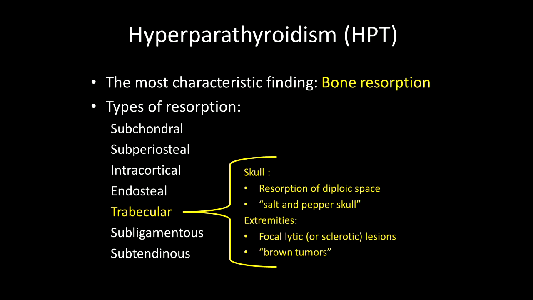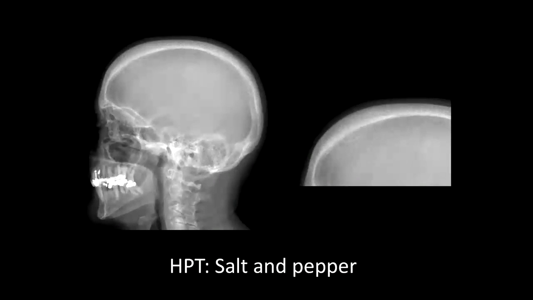of trabecular bone. Here is an example of what a salt and pepper skull looks like on the wide view and on a cone down view, and here a more dramatic example. And again, the pepper portion are the resorbed bone cavities that are due to hyperparathyroidism.